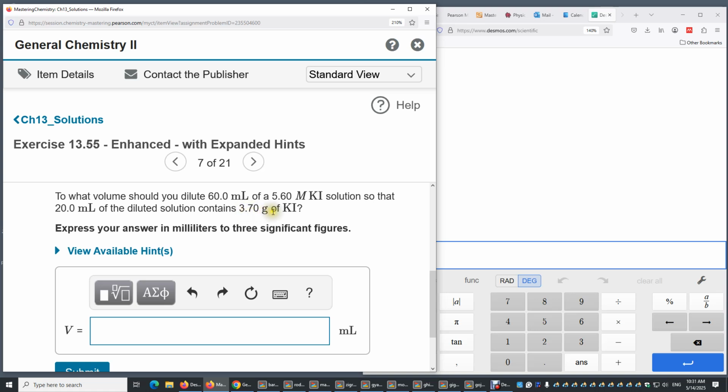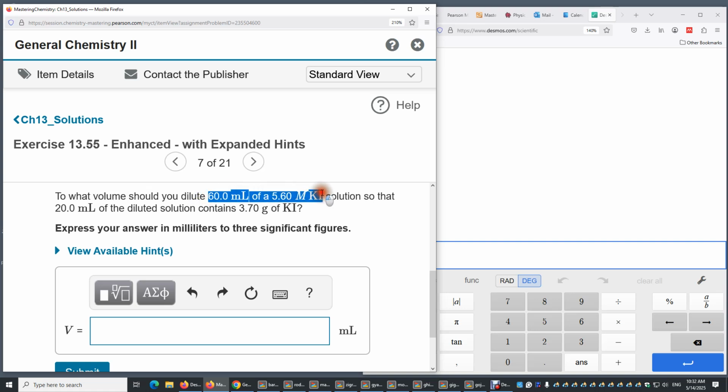3.70 grams of KI? So based on this piece of information, we can calculate the number of moles of KI in 20 milliliters of solution. And then we can calculate the concentration of this diluted solution. Given the concentration and the number of moles of KI in the original solution, we'll be able to compute the volume of the diluted solution.